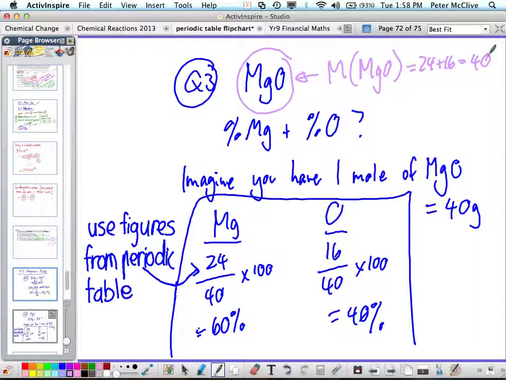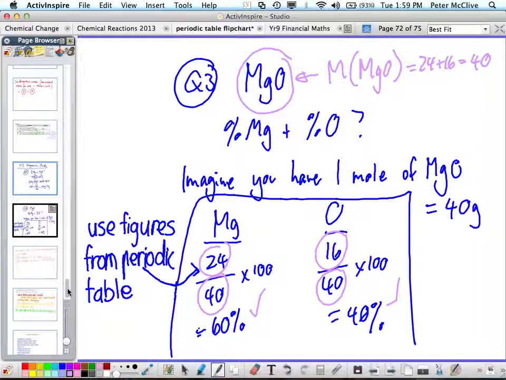Then to work out the percentages, you put the magnesium component over the total and multiply by 100, which gives 60%. And this is the theoretical. Then you take the oxygen component over the total, multiplied by 100. And that's the percentage of oxygen. Now, there we go. All right, so that's that.